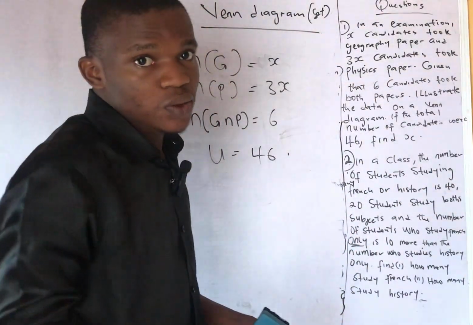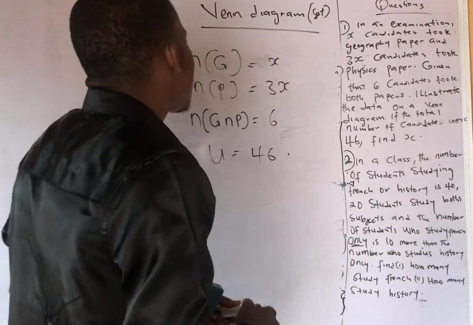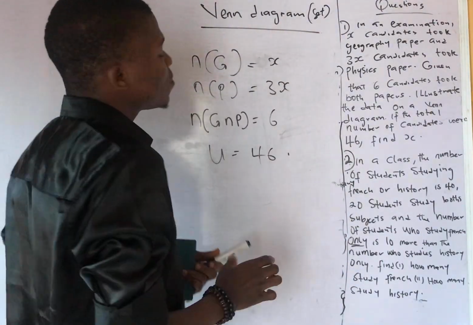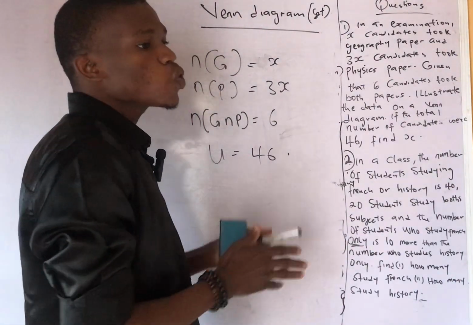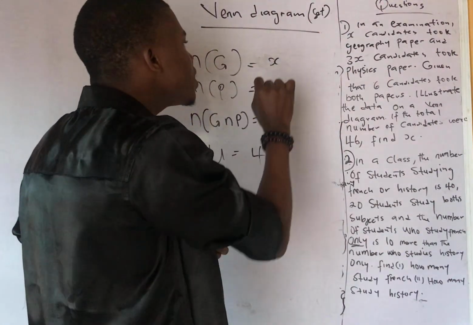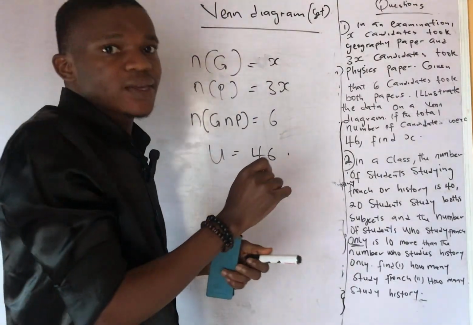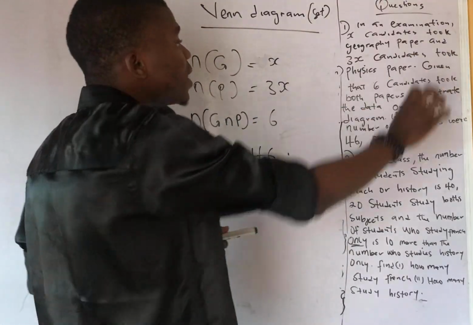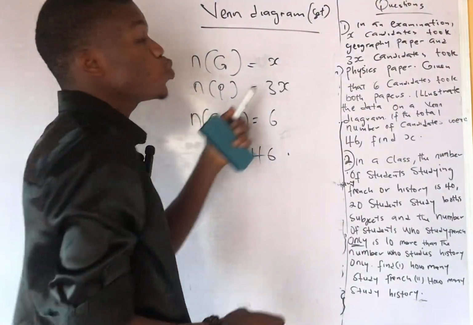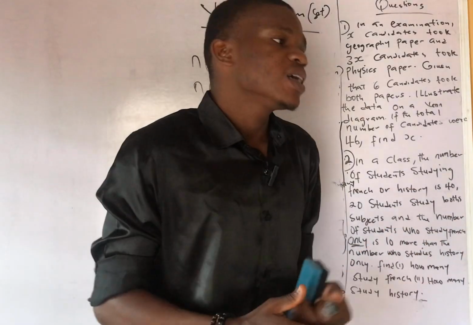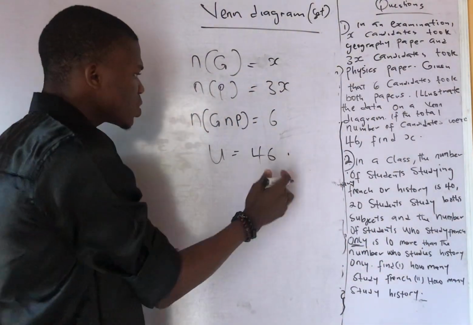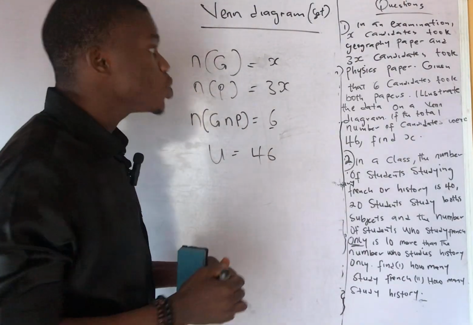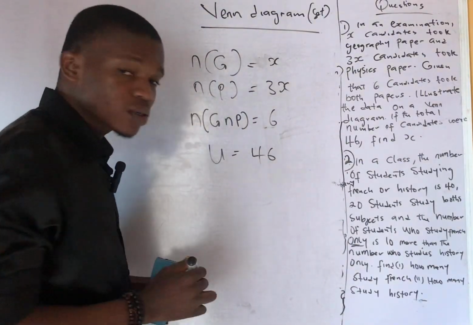Now looking at it very well, you see that there is no "only" in anything there. That only means a lot. Since there is no "only", we are assuming that some people that took geography also took physics. If there was "only", that means if they said only X candidates took geography, it is only those that took geography, they did not take any other subject. But since there is no "only" there, some people that took geography also took physics. That's what it simply means. Just take note of that. Now for us to get the number of students that took only geography, we subtract the common one.